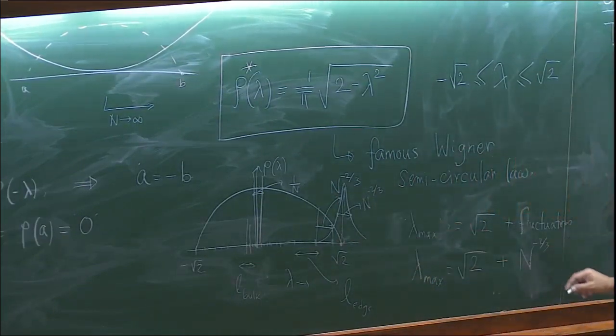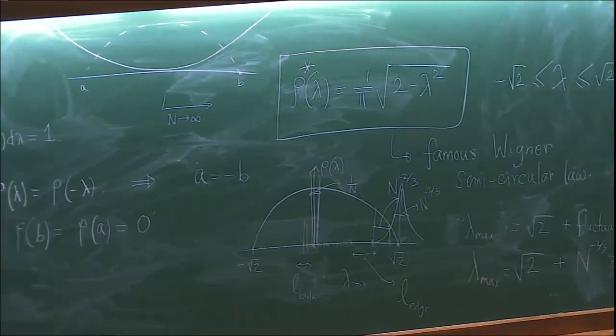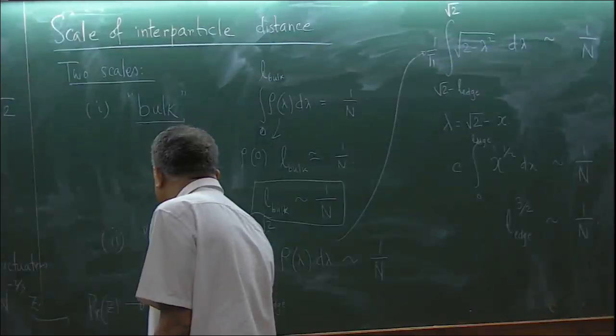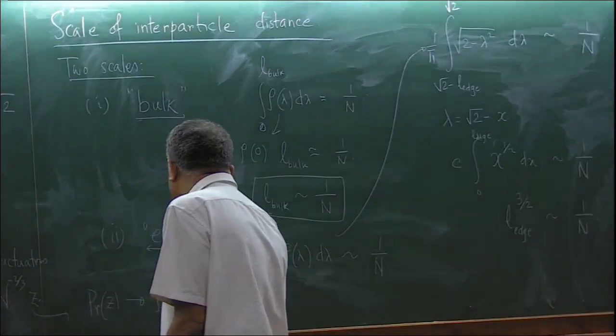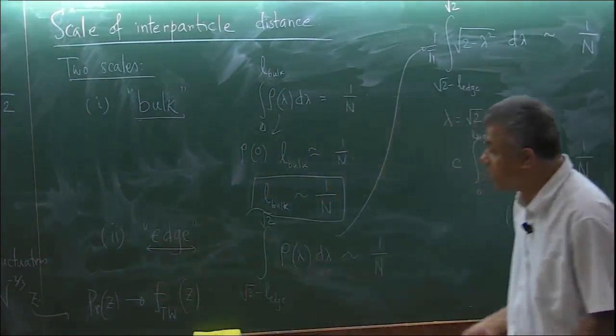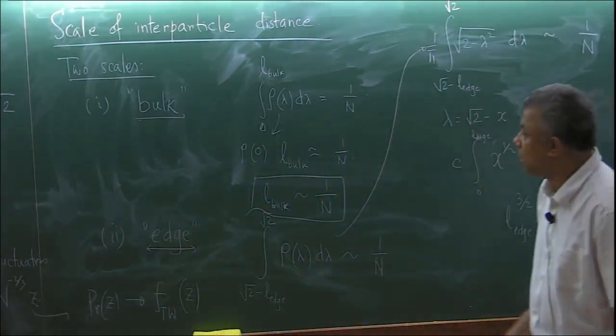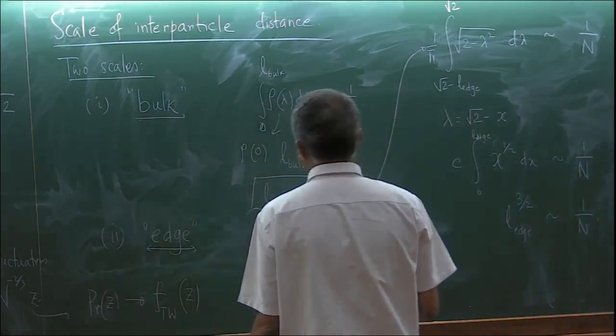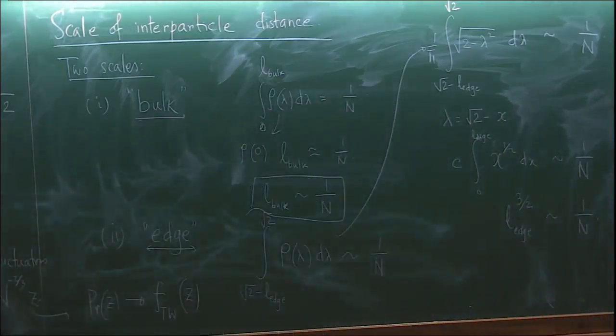So this should be n to the power minus 2/3 times some other random variable of order 1, okay? And if you ask what is the probability distribution of this object z, this is some function of z, and this is the famous Tracy-Widom distribution. Unfortunately, I don't have time to go into the details of the Tracy-Widom distribution, but just to tell you how the function looks like.